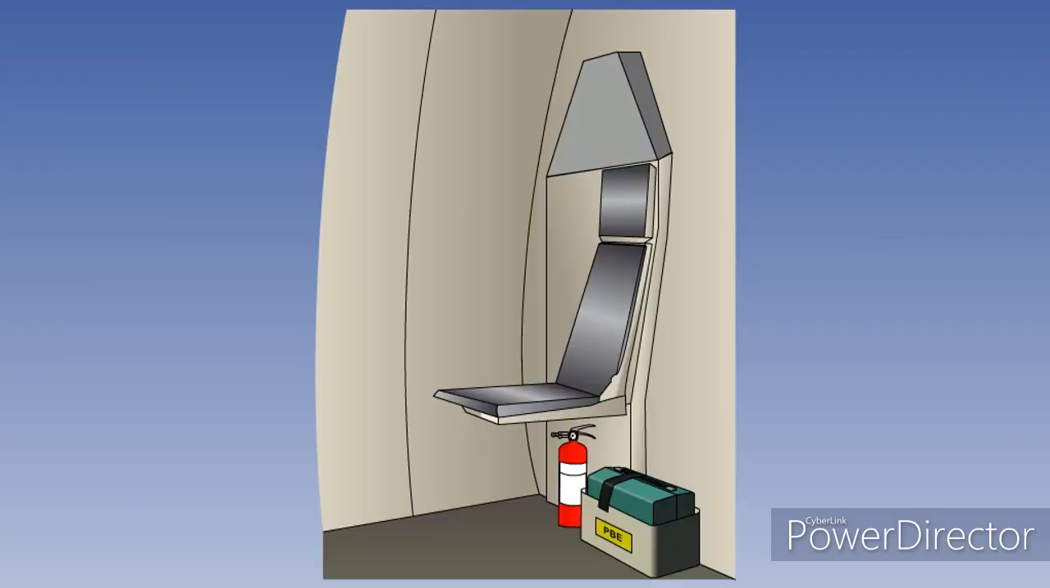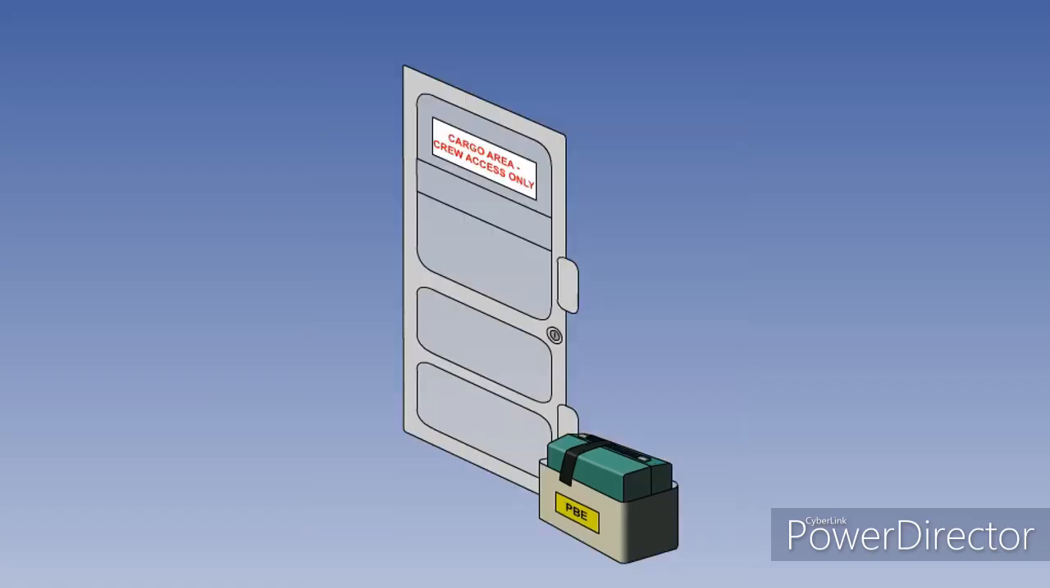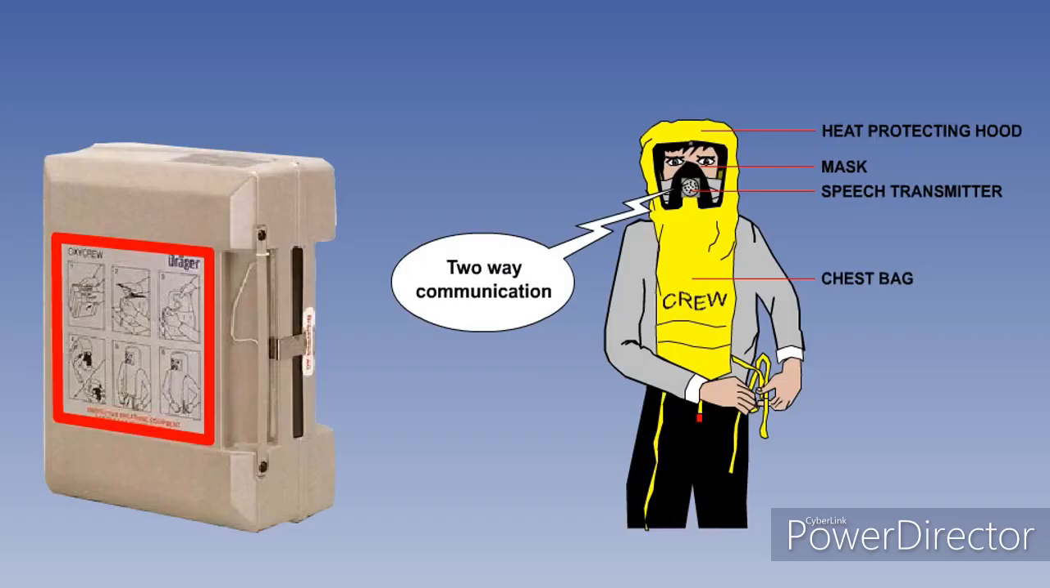Enough PBE sets must also be carried for each cabin crew member, and will be stowed at the crew stations, with an extra set adjacent to the fire extinguisher stowage. Where there is a cargo area, a PBE must be located outside the cargo bay, but adjacent to the entrance. Normal communications must be possible whilst using PBE.